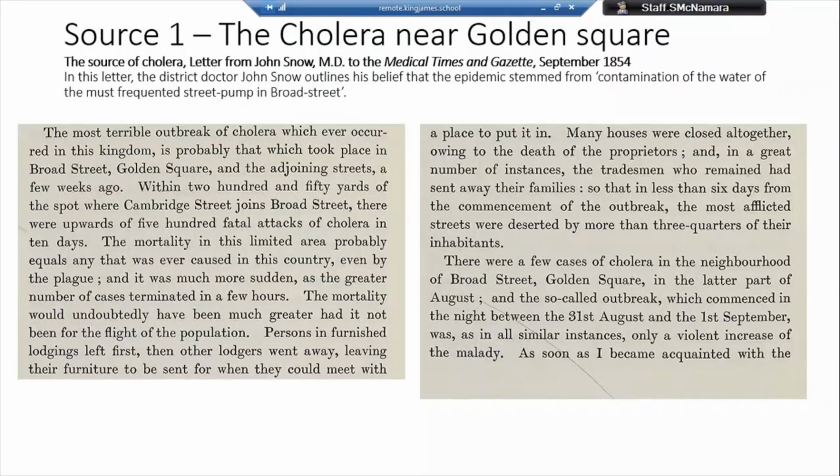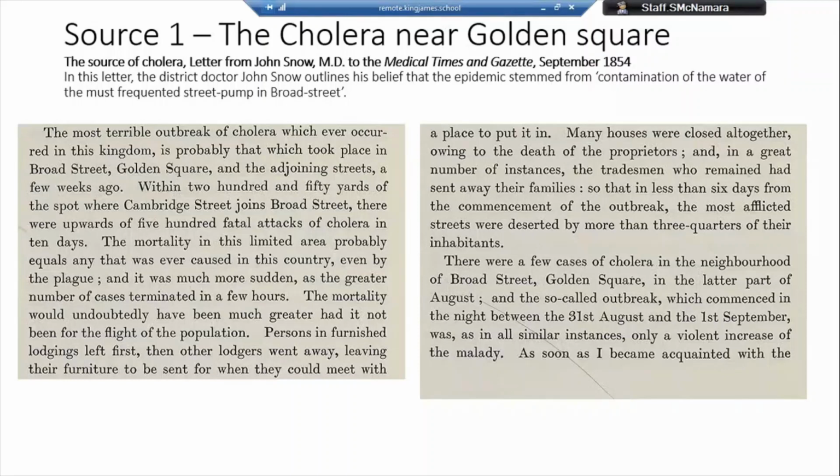Persons in furnished lodgings left first, then other lodgers went away, leaving their furniture to be sent for when they could meet with a place to put it in. Many houses were closed altogether, owing to the death of the proprietors, and in a great number of instances the tradesmen who remained had sent away their families, so that in less than 6 days from the commencement of the outbreak, the most afflicted streets were deserted by more than 3/4 of their inhabitants.